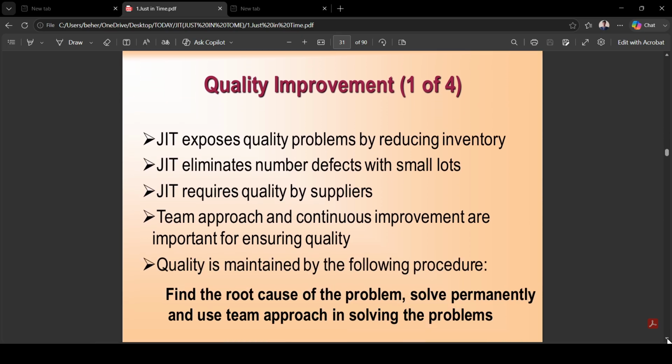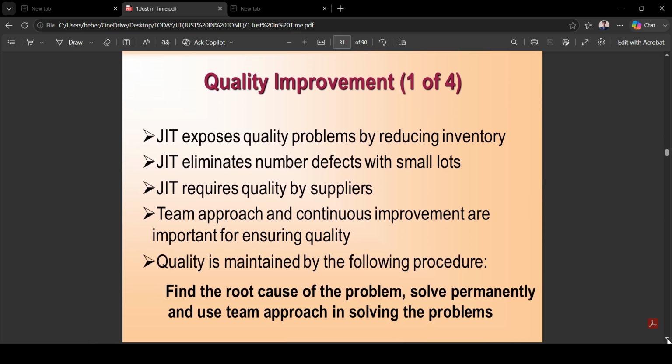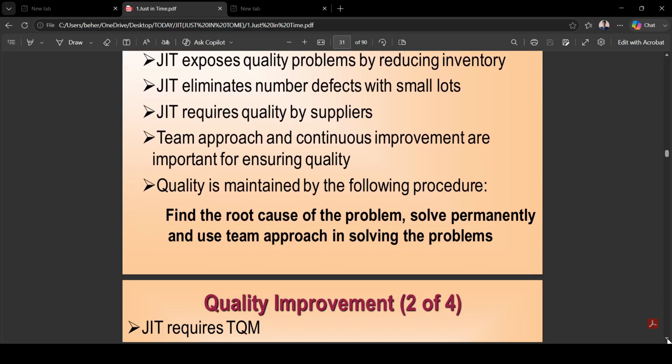Then quality improvement. JIT exposes quality problems by reducing inventory. JIT eliminates the number of defects with small lots. JIT improves quality by suppliers. Team approach and continuous improvement are important for ensuring quality. Quality is maintained by the following procedure: find out the root cause of the problem, solve it permanently, and use a team approach in solving the problems.